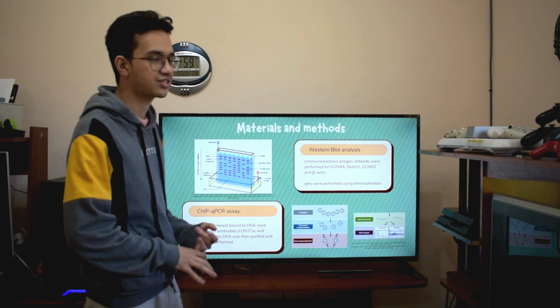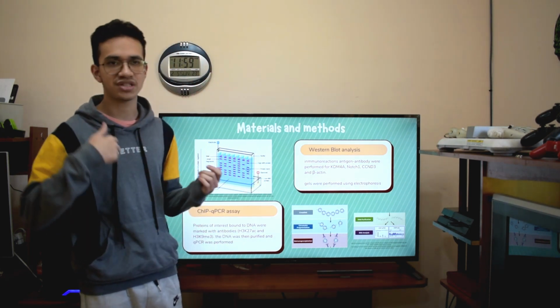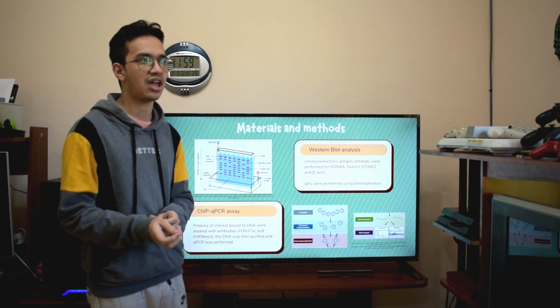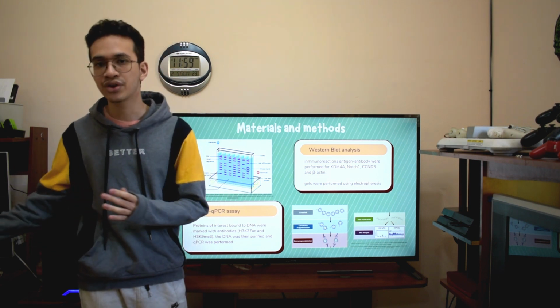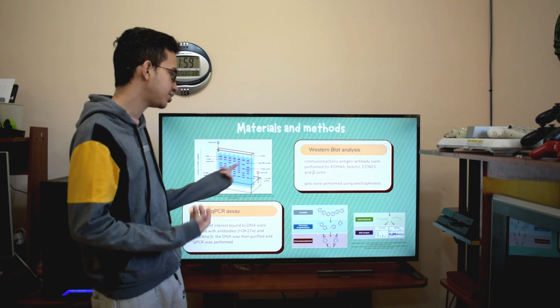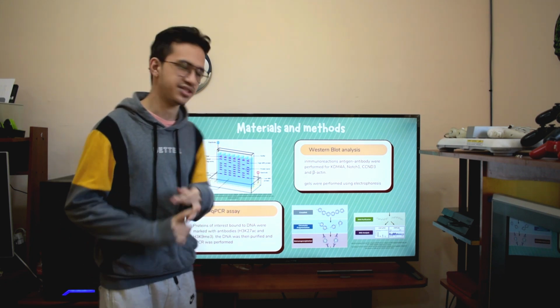Next method is Western blot analysis. First, they perform electrophoresis, which is putting proteins into a gel and then electrifying it. The electrification, or basically getting electrical current from a cathode to an anode, helps the proteins arrange into protein bands according to their weight, their charge, and their size.